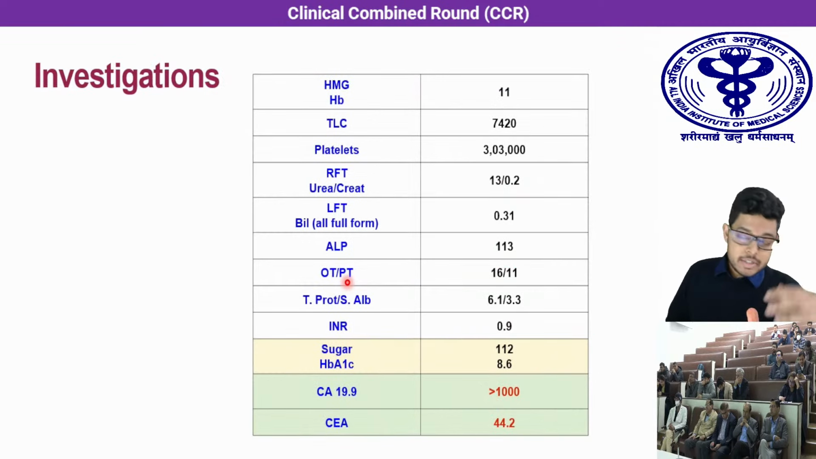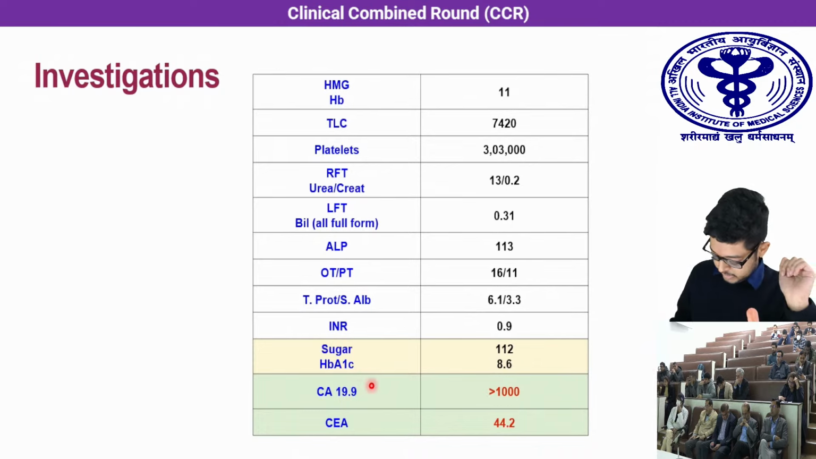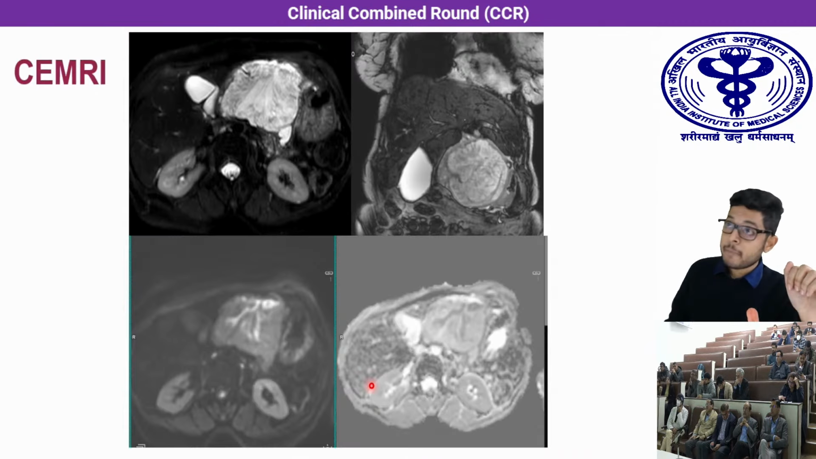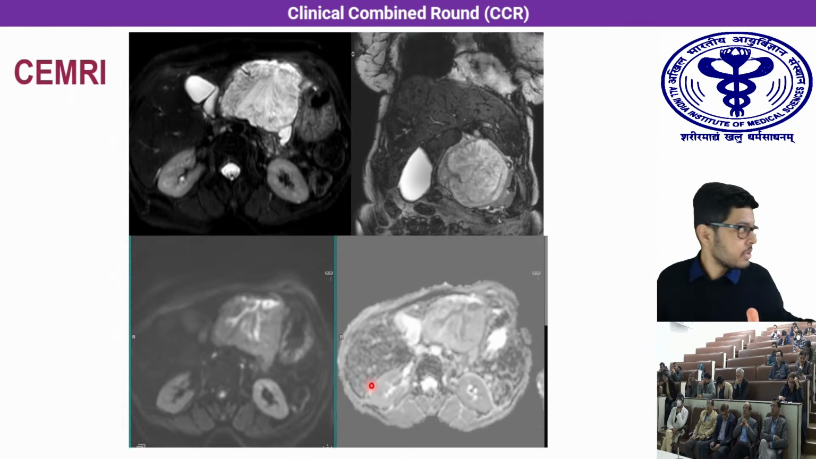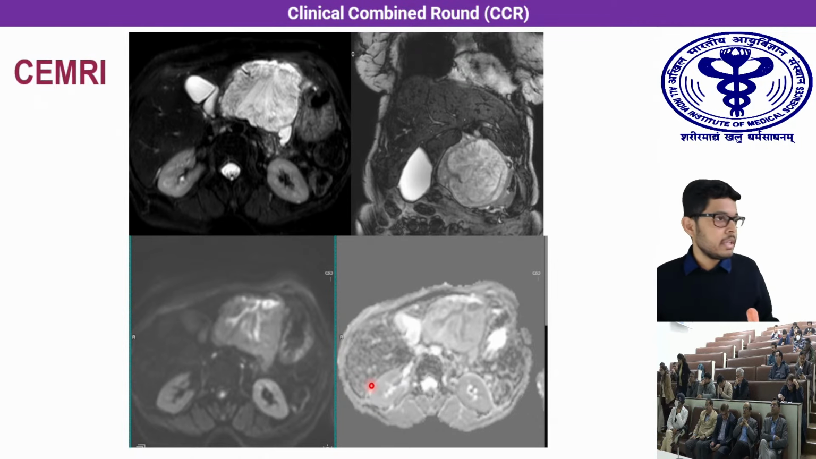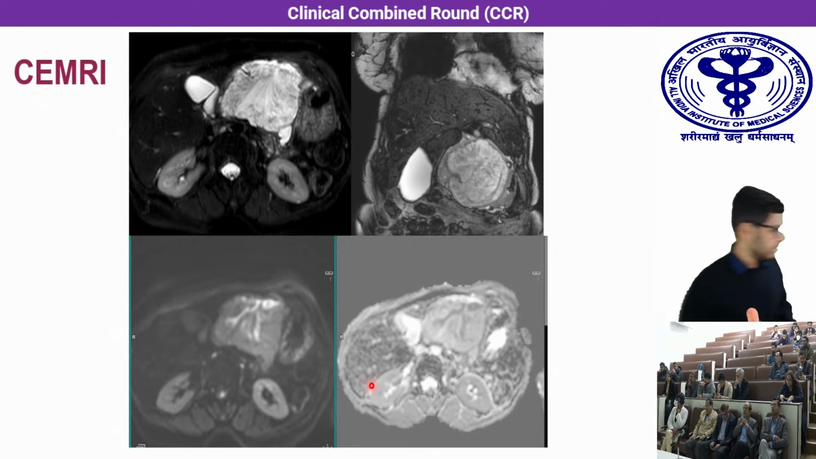The basic investigations, hemogram, renal function tests, and liver function tests were all normal. She was a diabetic, initially out of control. HbA1c was 8.6. Among the tumor markers for the pancreas, CA19-9 was more than 1000, which itself indicated the advanced nature of the disease. I now invite Dr. Rhea to describe the CE-MRI, which was the pre-neoadjuvant chemotherapy image.